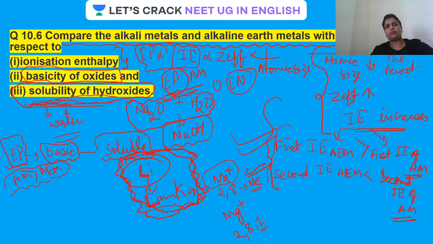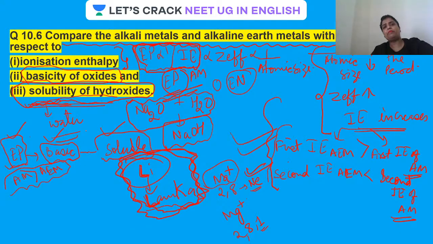Down the group, what happens to electropositivity? As ionization energy decreases, electropositivity increases, isn't it? Yes, look at this on the screen. And yes, down the group, electropositive character increases, so their basic character increases, so the solubility of hydroxide will also increase. Remember, the basic nature of hydroxide will also increase down the group. If we talk about this trend of solubility of alkali metal hydroxides down the group, remember it increases, same as that of alkaline earth metals down the group.